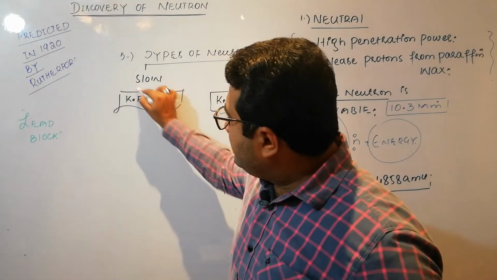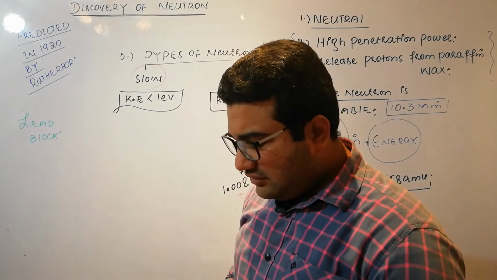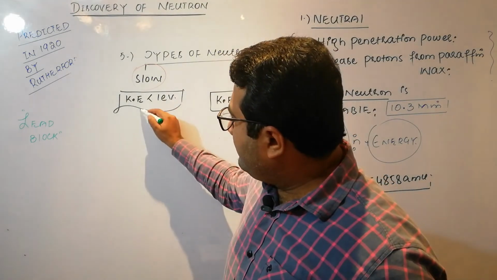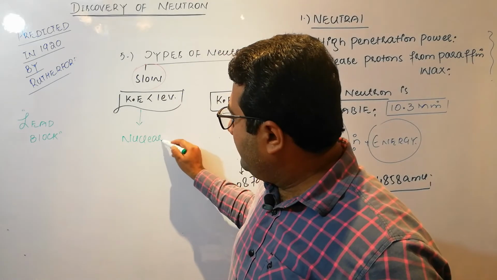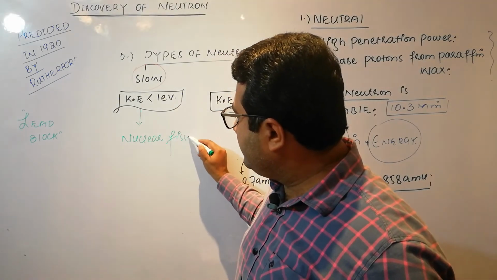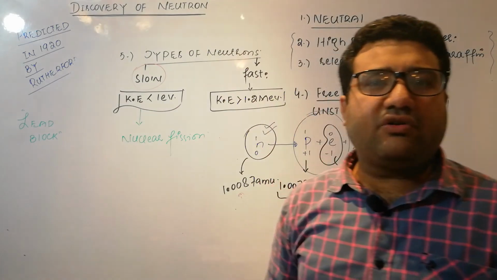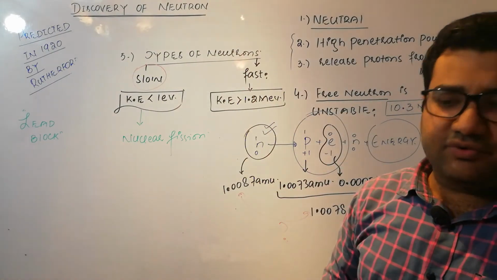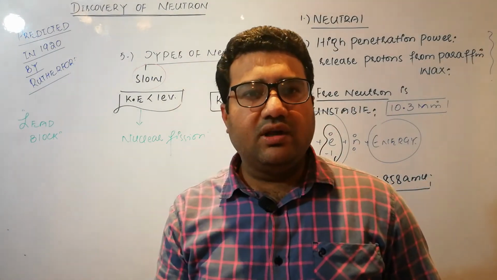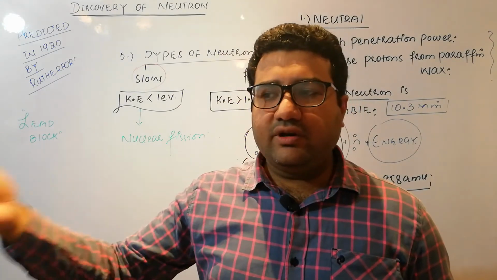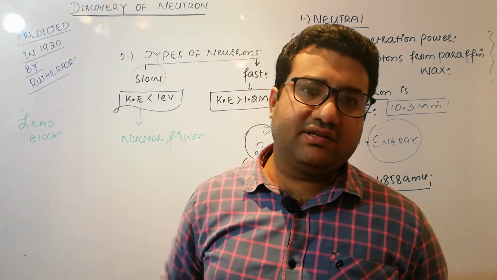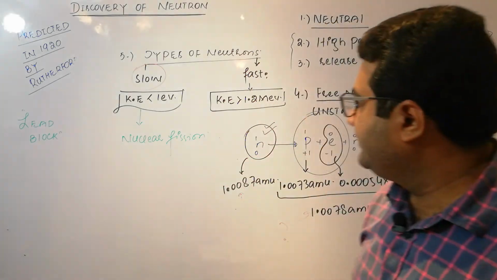Now slow neutrons are more important. Why are the slow neutrons more important? Because these slow neutrons are used in the nuclear fission process. Why are slow neutrons more effective in the nuclear fission process? Because they are slow and the uranium can easily capture them, and then the nuclear fission chain reaction will start. That's why they are more feasible.